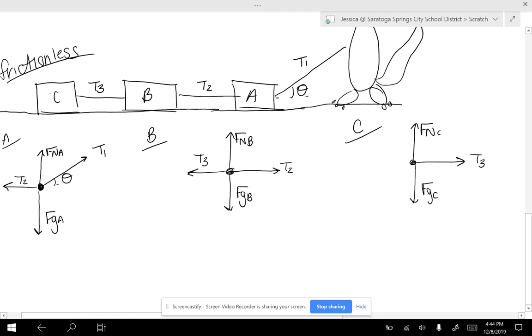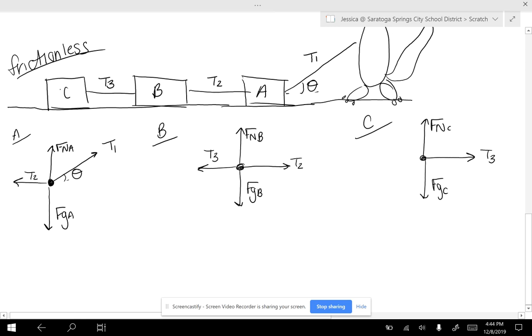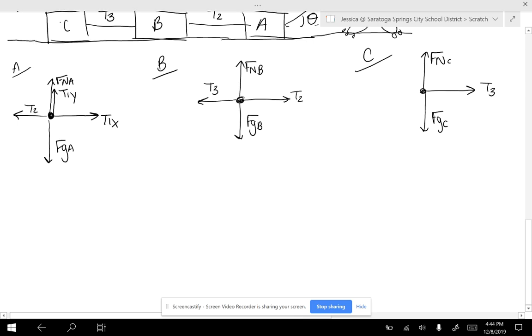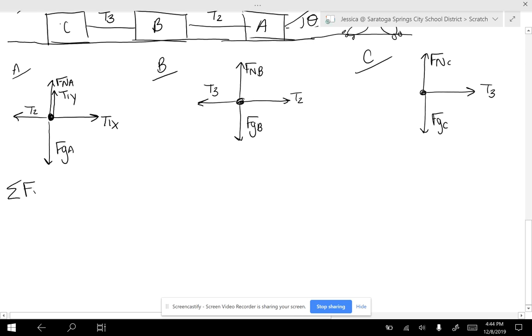Now, because this is a frictionless surface, we're actually not going to care about the y direction at all. The only time we care about the y direction with a problem like this is if there is friction, because we need the y direction to find the normal force. So for the sake of time, I'm just going to look at net force equations in the x direction for these free body diagrams. Okay, I'm just going to make one edit to A. Since T1 is at an angle, we need to have components of T1. So I really need T1x, T1y.